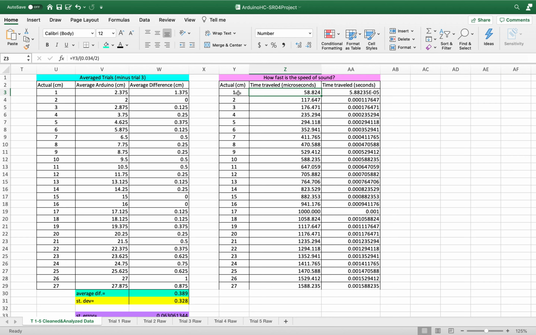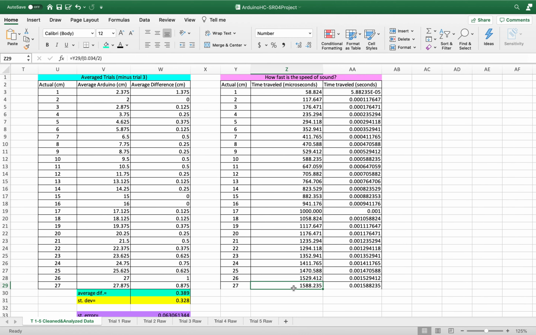And then I wanted to figure out, well, I've got the actual measurement. If it is 2 centimeters away, what would the time traveled actually be? And so I figured that out here using this little algebraic function up here. So I basically took the actual measurement divided by that function that the Arduino uses to calculate and send back to the serial monitor. So I basically just did that here, and got these really cool time traveled measurements. And obviously you see that there's a distinct pattern. As the distance increases, so does the time traveled.